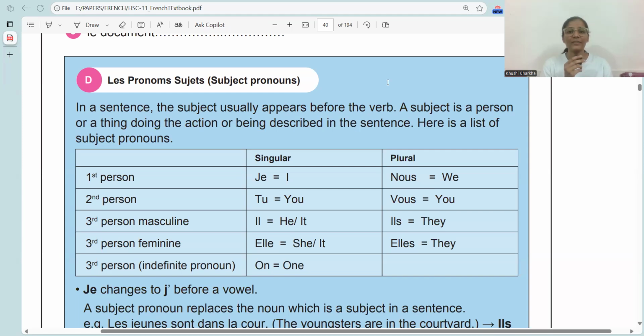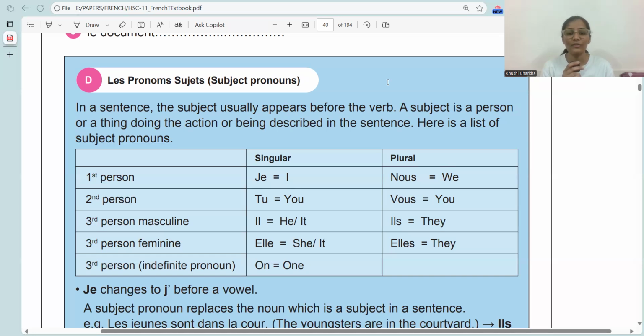In this video, we are going to learn about the grammar of your HSC 11th standard textbook, lesson number 1. We have covered the previous topics in the previous video. Now we are on to topic 4, which is les pronoms sujets, meaning subject pronouns. Subject means the word which usually appears before the verb in a sentence. A subject is a person or a thing doing the action or being described in the sentence.